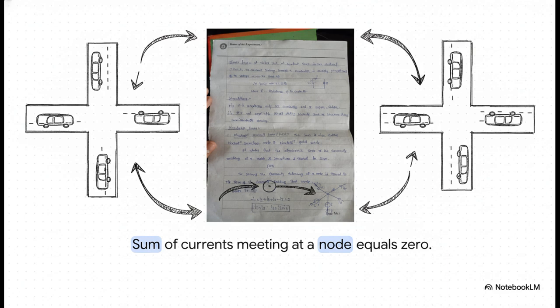It states that the algebraic sum of the currents meeting at a node, or a junction, is exactly 0. Basically, the number of cars entering the intersection absolutely must equal the number of cars leaving it. No cars are just magically vanishing into thin air here. Simply put, what goes in must come out.